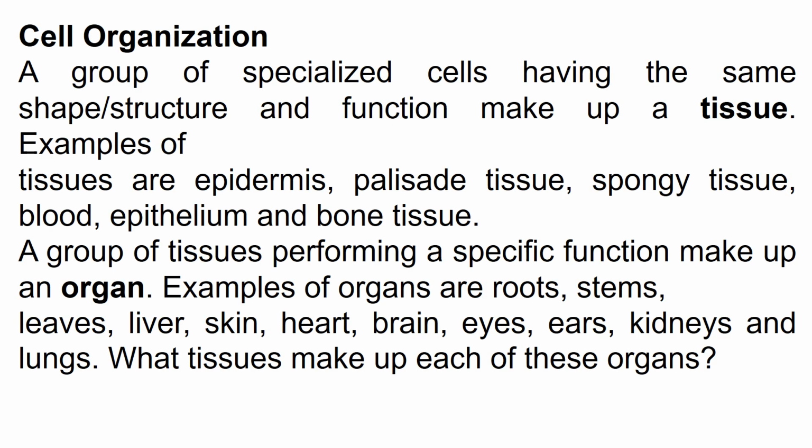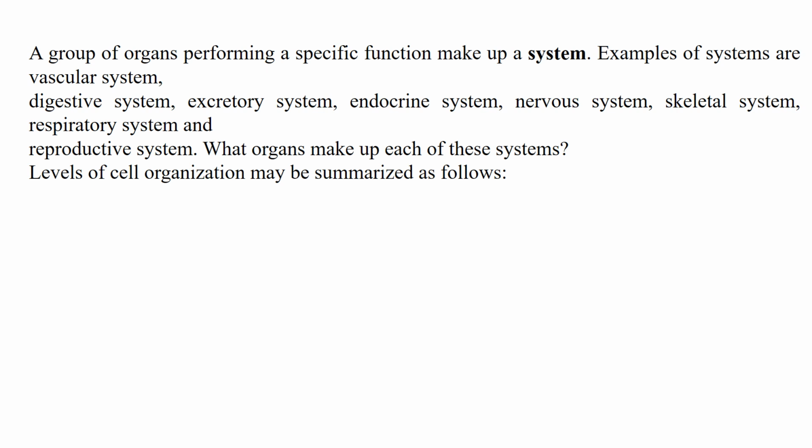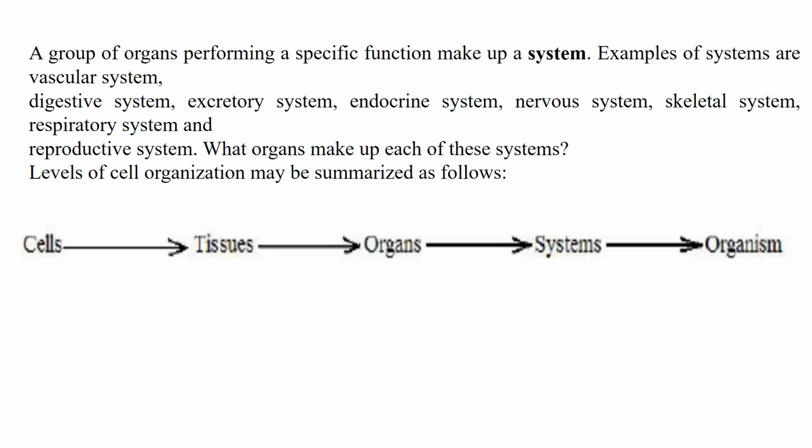A group of tissues, we said they form an organ. A group of organs, they form a system. Systems together, they make up an organism. That is how an organism is formed. This is just a summary of what I was explaining.